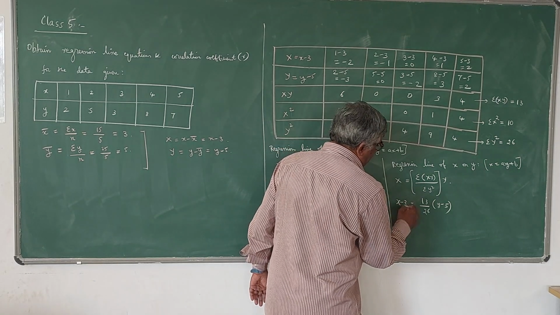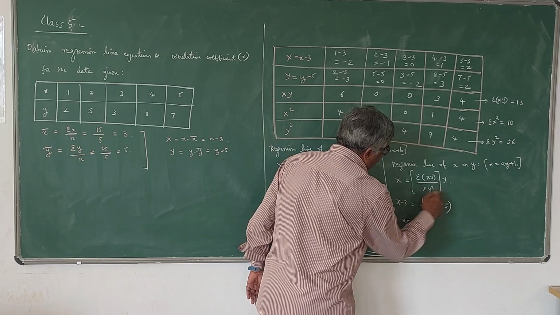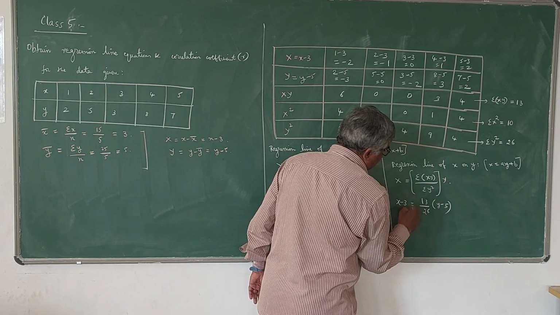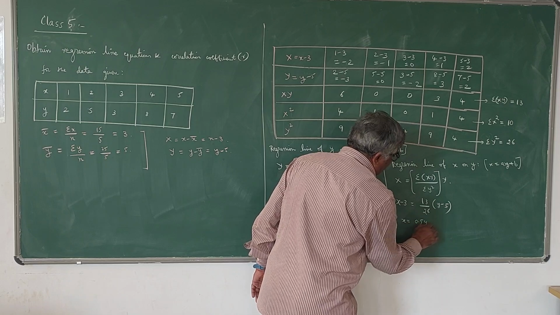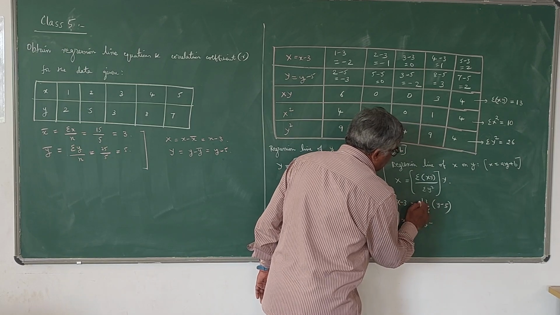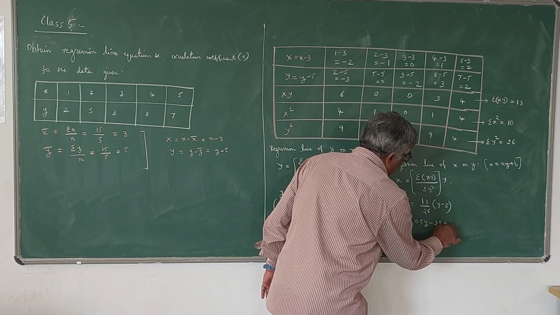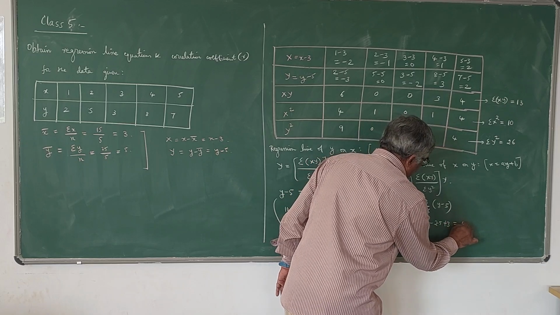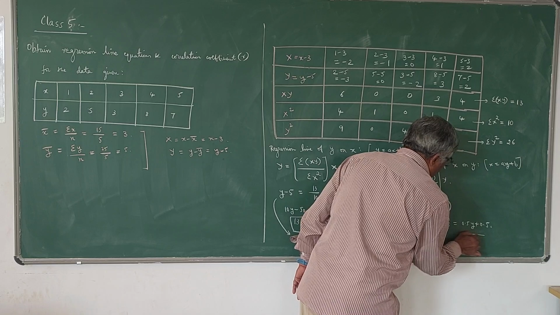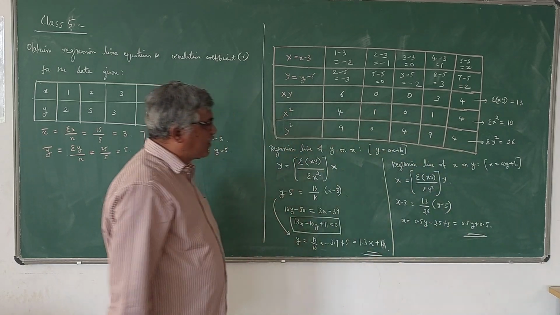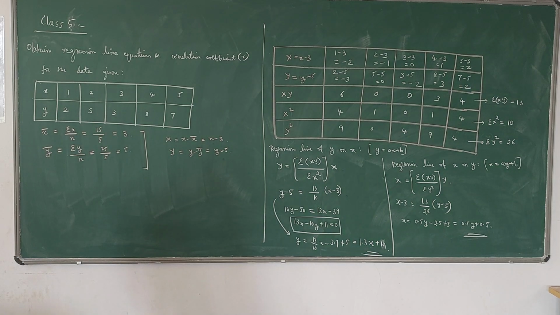So here, if you want it in this form, x is equal to, bring this to this side, plus 3. So 13 by 26 means 0.5. 0.5 times y minus 0.5 times 5, that is 2.5, plus 3. So it is finally 0.5y plus 0.5. So x is equal to 0.5y plus 0.5. So that is the equation.